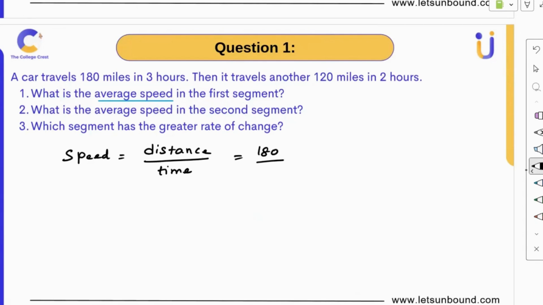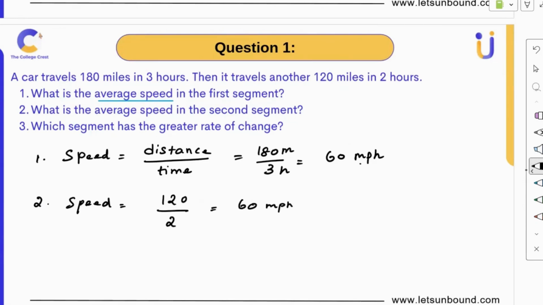So 180 by 3, which is 60. And the unit is very important. This is meter, this is hour. So this will be meter, sorry, actually it's miles, right? So miles per hour. So 60 mph you can write. Okay. So what is the average speed in the second segment? Same thing. So in the second segment, speed equals the same formula, 120 miles in 2 hours, which will give you 60 miles per hour.